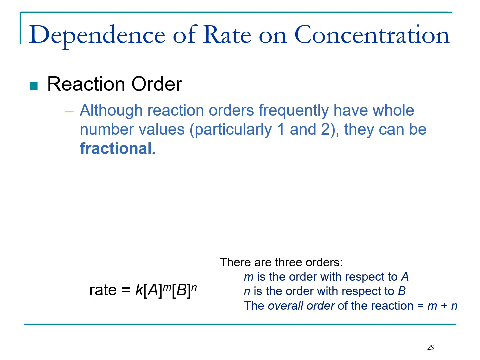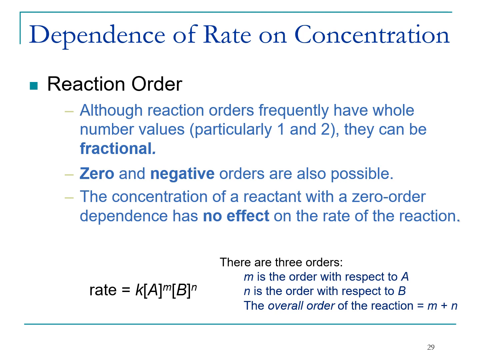Like I said, reaction orders frequently have whole numbers, particularly 1 and 2. They can be fractional. We can have 0, we can have negative orders. They're harder to understand, but in a complex reaction, you can have them. And like I just said, if it's 0 order dependence, the concentration has no effect on the rate, because anything raised to the 0 power is 1, so it just cancels out. And then here are the orders. So m is the order with respect to A, n is the order with respect to B, and the overall order then is m plus n. So that's my generic equation.